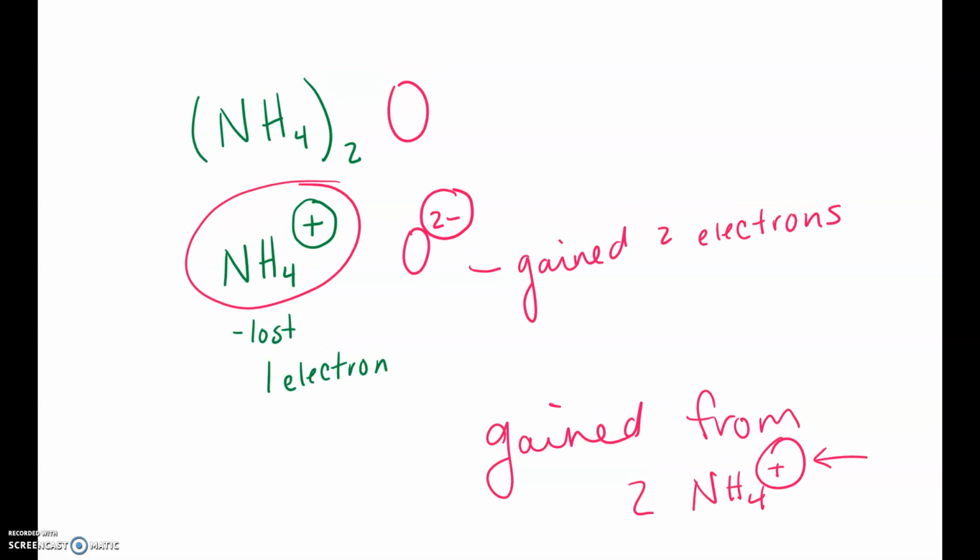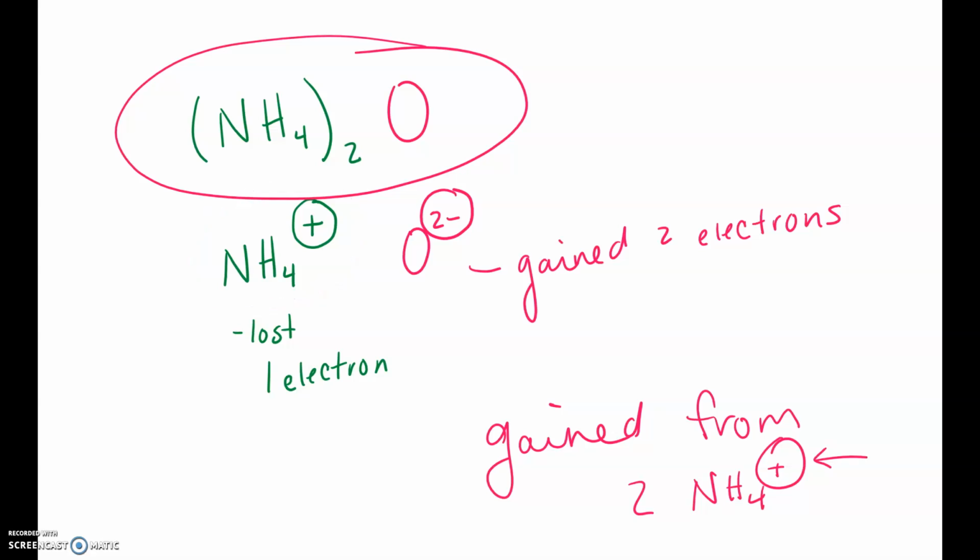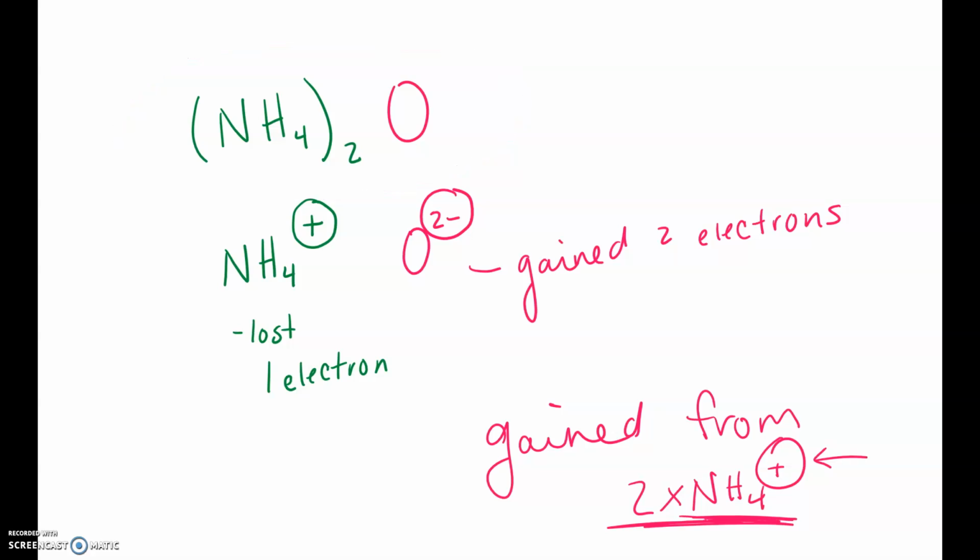And so when it forms a compound here, we represent that gaining of 2 electrons, or that 2 ammonium ions, with this subscript of 2. And so I don't want to confuse you too much right now, but if you're wondering, that's where that 2 comes from, and it's because of this balancing of charges between the 2 ions.